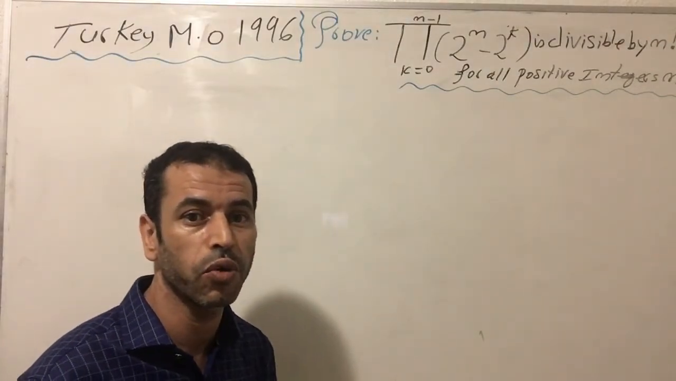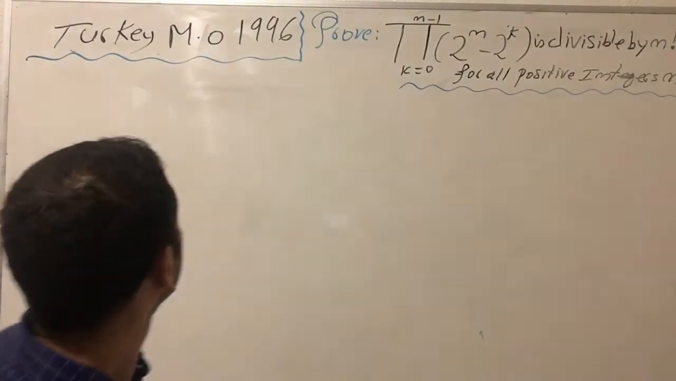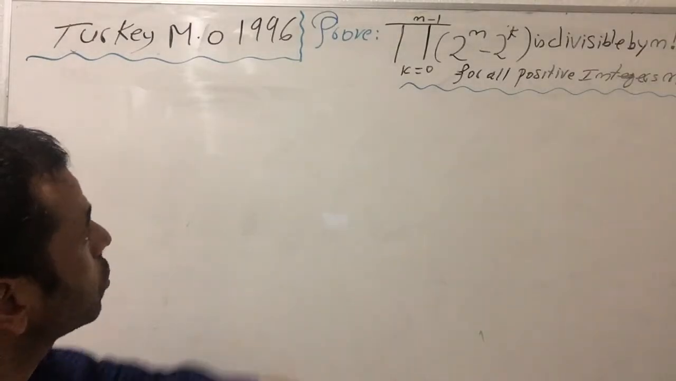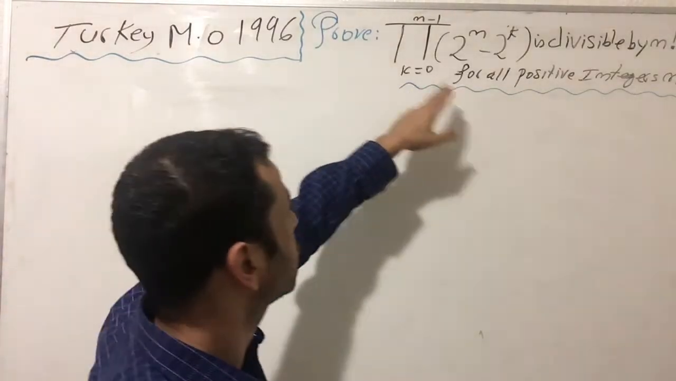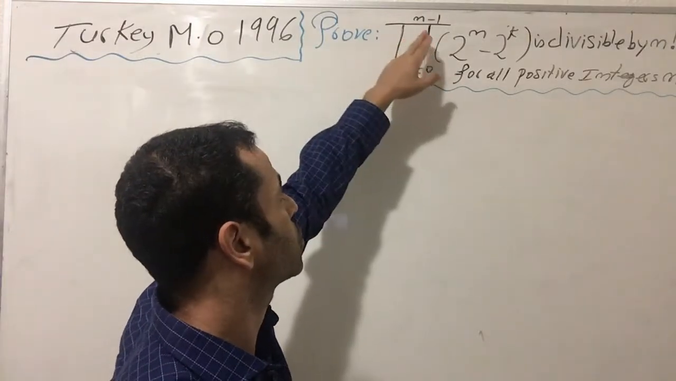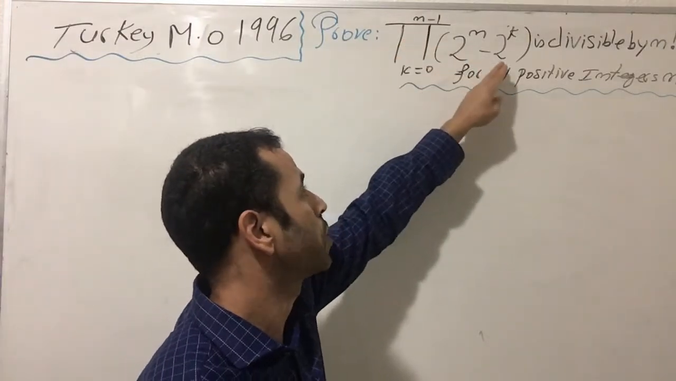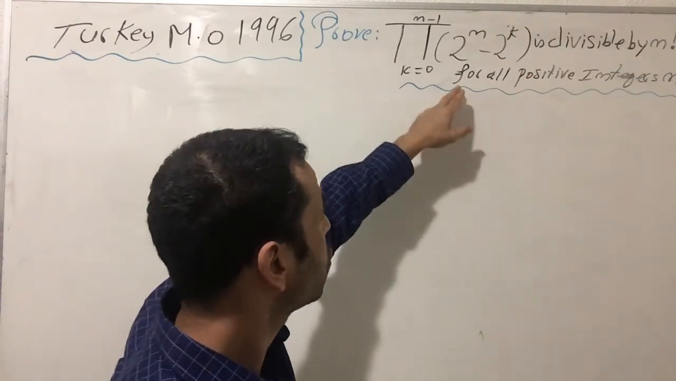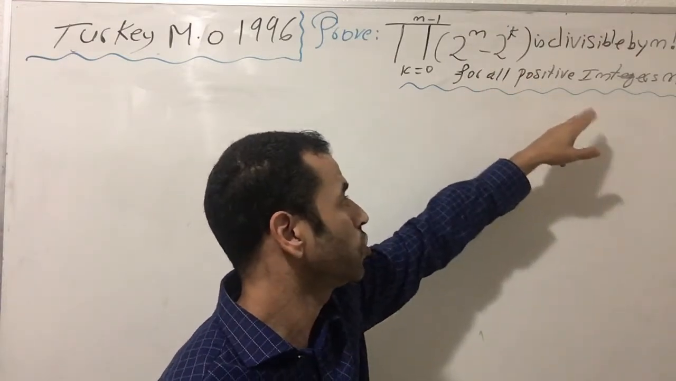In today's video, I'm going to do a very interesting problem from the Turkish Mathematical Olympiad of 1996. The question: prove that the product, as k goes from 0 to n minus 1, of (2^n minus 2^k), is divisible by n factorial for all positive integers n.